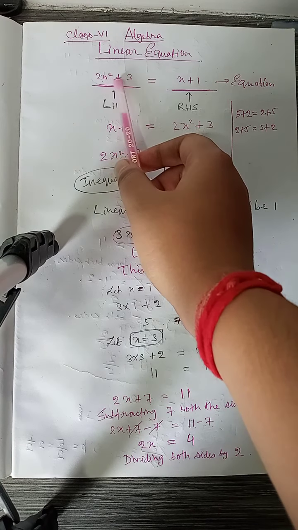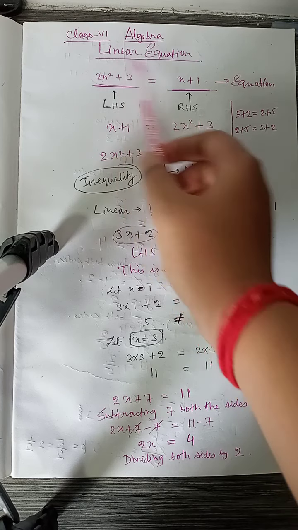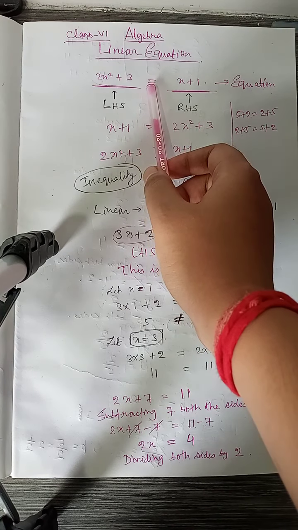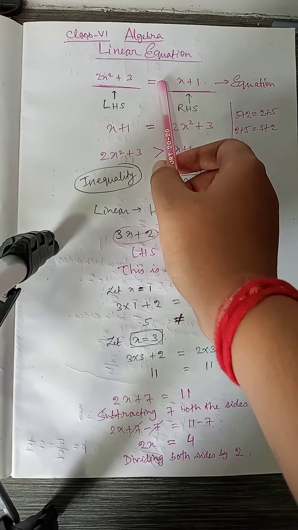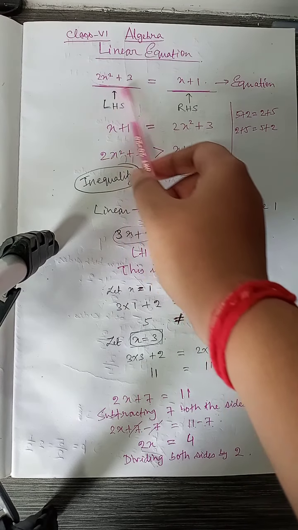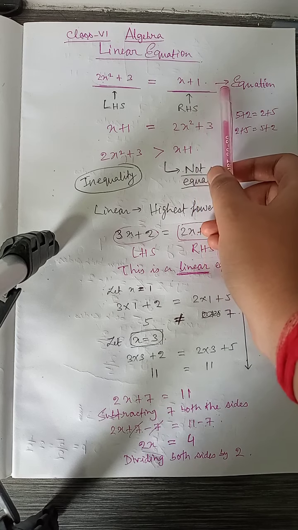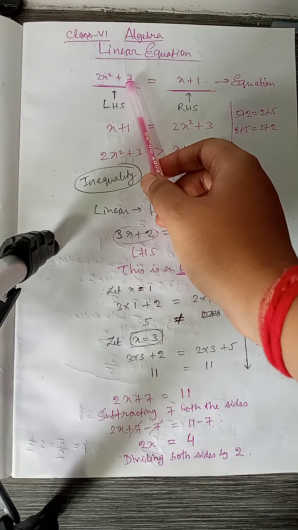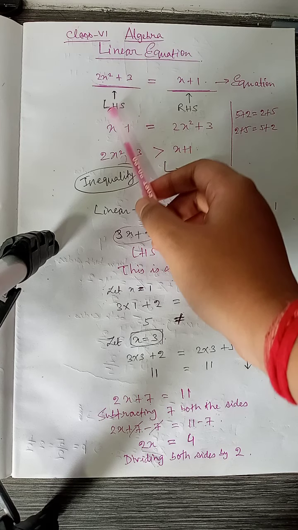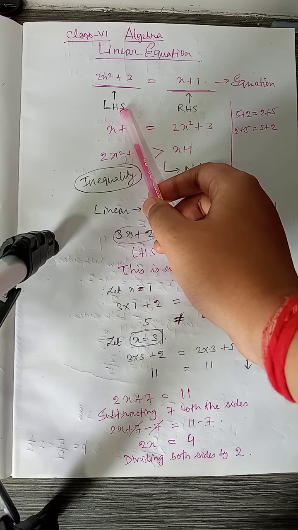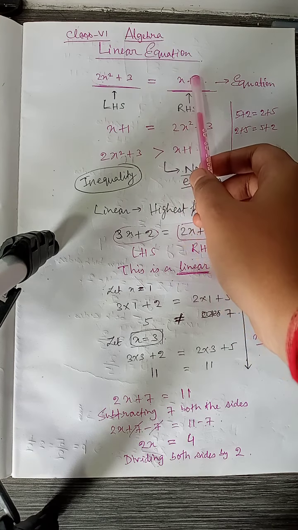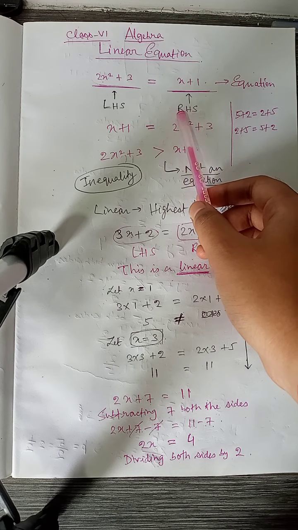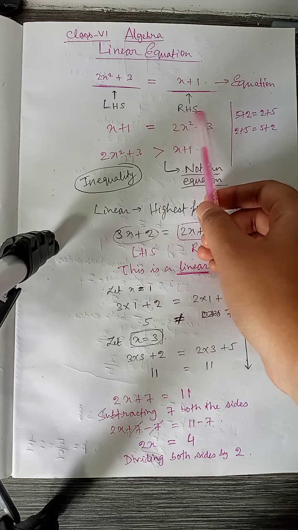So 2x square plus 3 is an algebraic expression, x plus 1 is an algebraic expression. They are both connected through this equal to sign. Such a type of combination is known as an equation. The expression on the left hand side is called the LHS, that is the left hand side of the equation, and the expression on the right hand side is called the RHS, that is the right hand side of the equation.